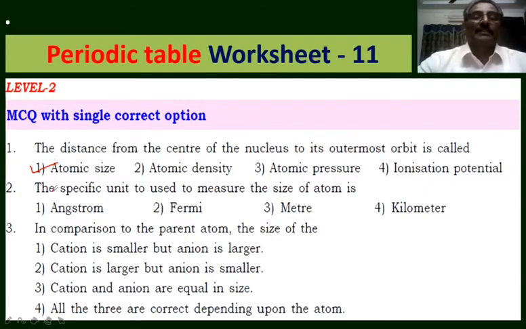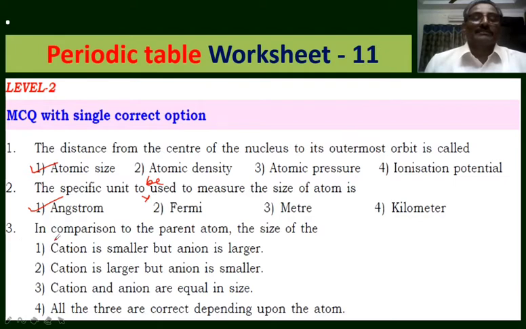Second question. The specific unit to be used to measure the size of the atom is angstrom unit, Fermi, meter, kilometer. Meter and kilometer are very large in size compared to the size of the atom. Usually the atomic radii are expressed in angstrom units or nanometers. So angstrom unit is the right option here. The size of the nucleus is expressed in terms of Fermi. So here correct option is the first option.